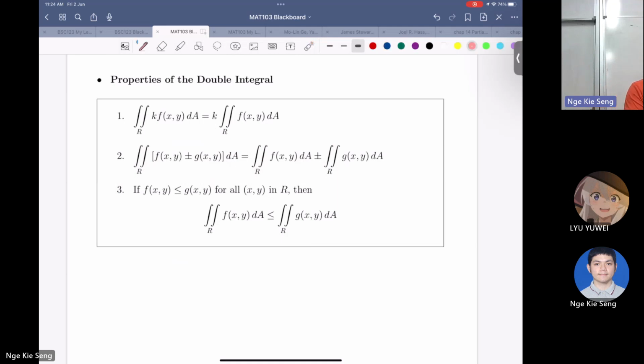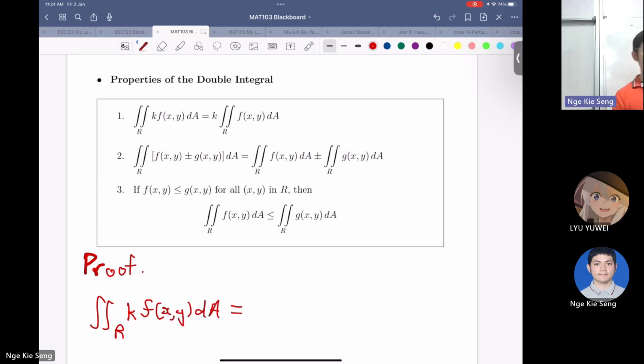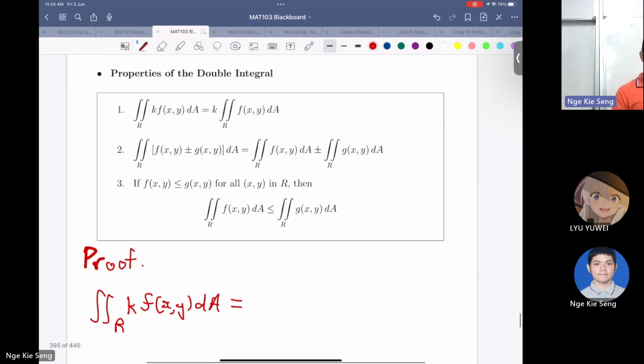So really, these are properties of limits. For example, the first one: you start with a constant times a function. But what is the definition of the double integral? You are taking more and more rectangles, so you have a double limit here.